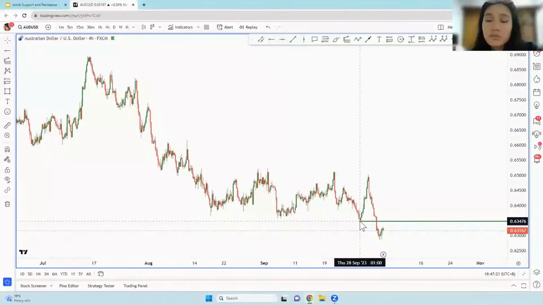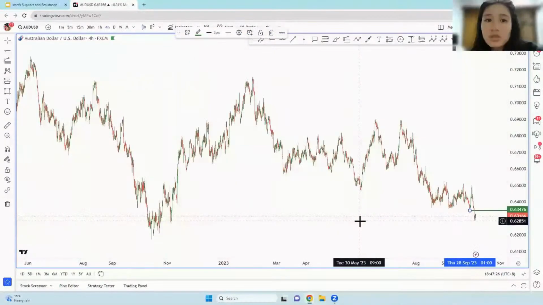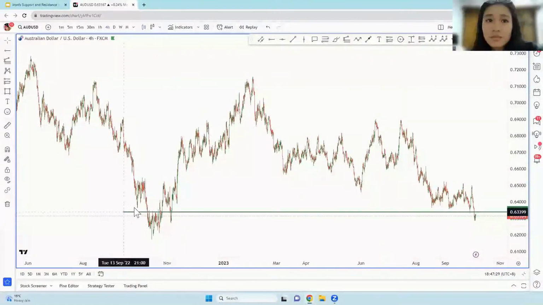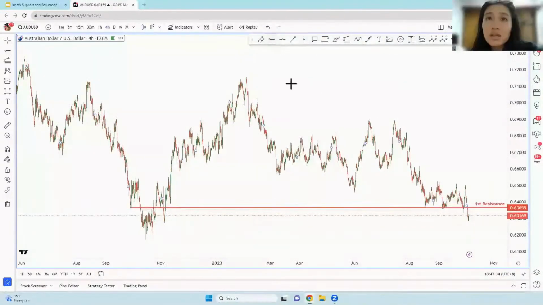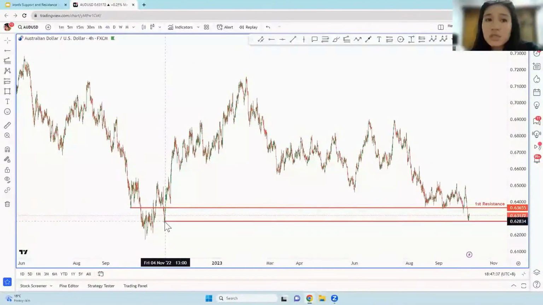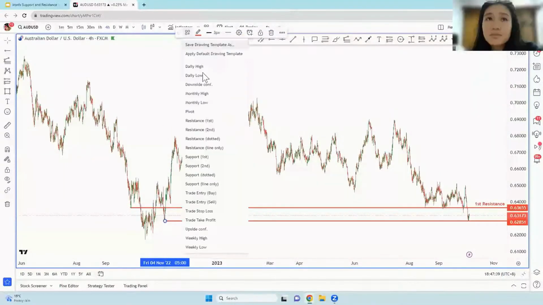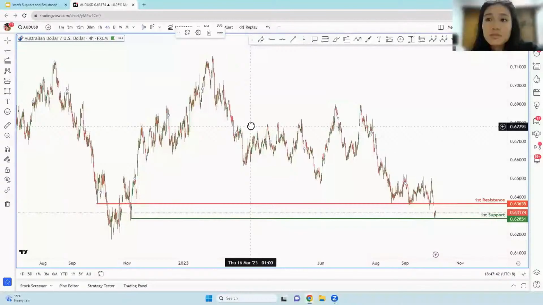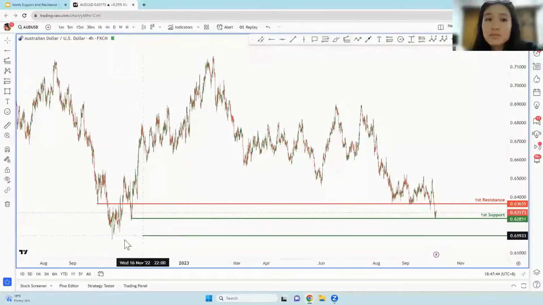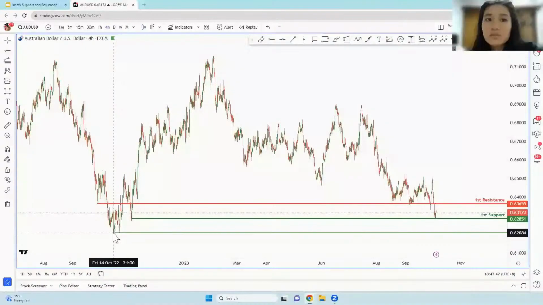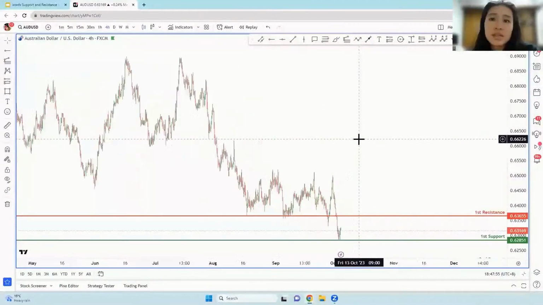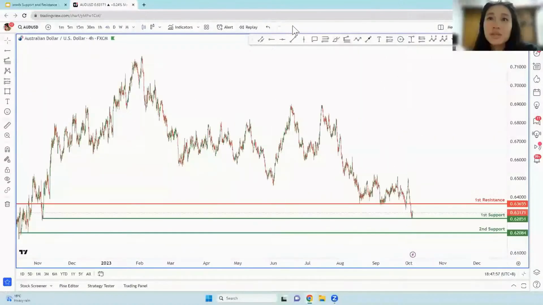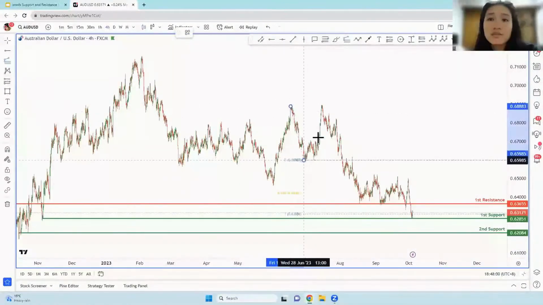Now, I'm going to go in with my support and resistance levels. This is my first resistance and my first support, maybe just here. And my second support here. Now we'll go in with some Fibonacci levels again.